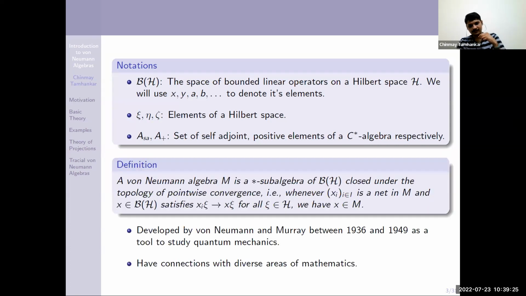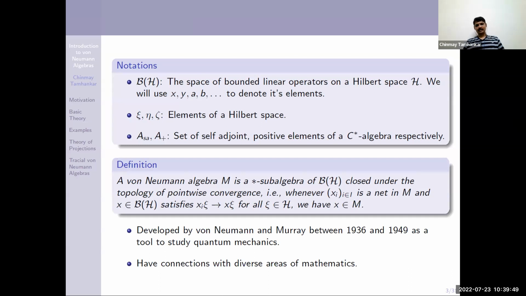And now we will see the definition of a von Neumann algebra. So a von Neumann algebra is a star subalgebra of B of H, which is closed under the topology of quantized elements. So that means whenever we have a net x_i in this M and given any operator x satisfying x_i xi converges to x xi for any vector xi, we should also have that this x is in M.